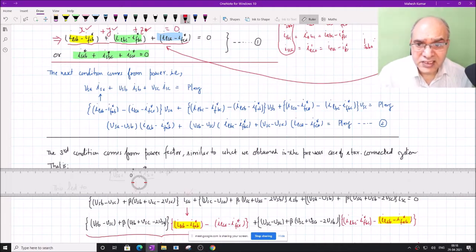The next equation is that the average load power must be supplied from the source.